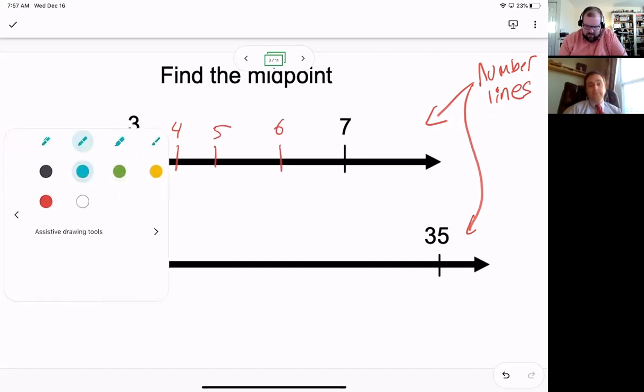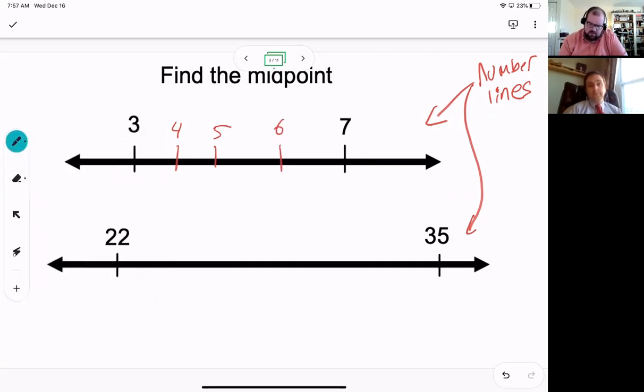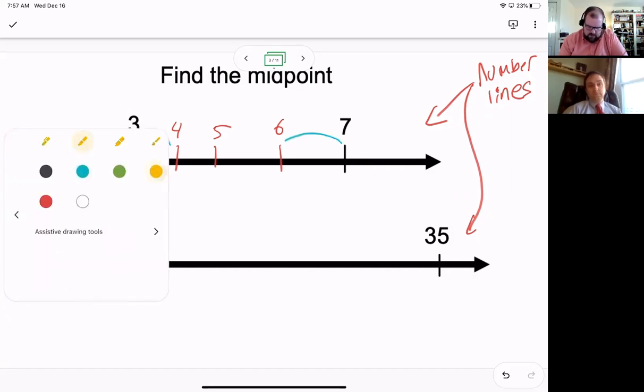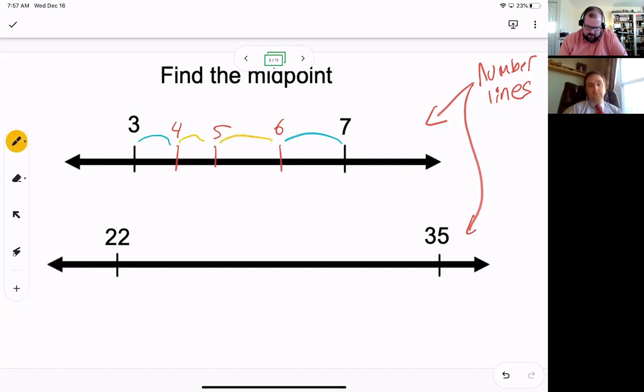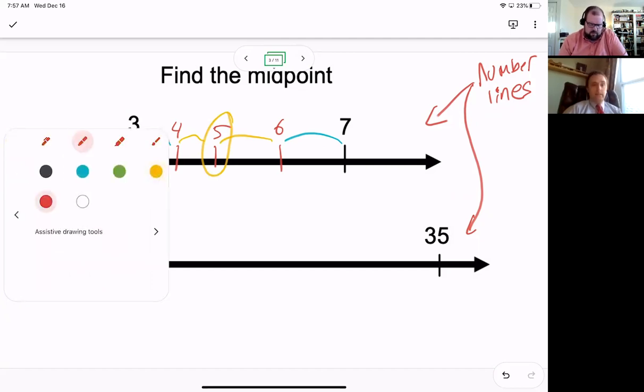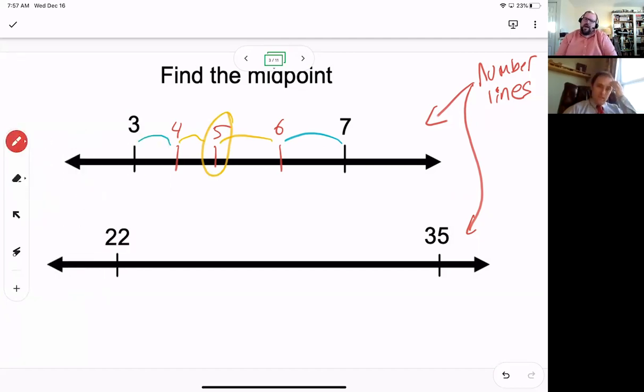We know midpoint means the point in the middle. So if we go 1 to the middle and then another to the middle, we end up at 5. Oh, so 5 is the midpoint. Got it. I bet there's a shorter way for us to do that. There is. Let's do the second one, that same idea, and see if we can figure out a better way.